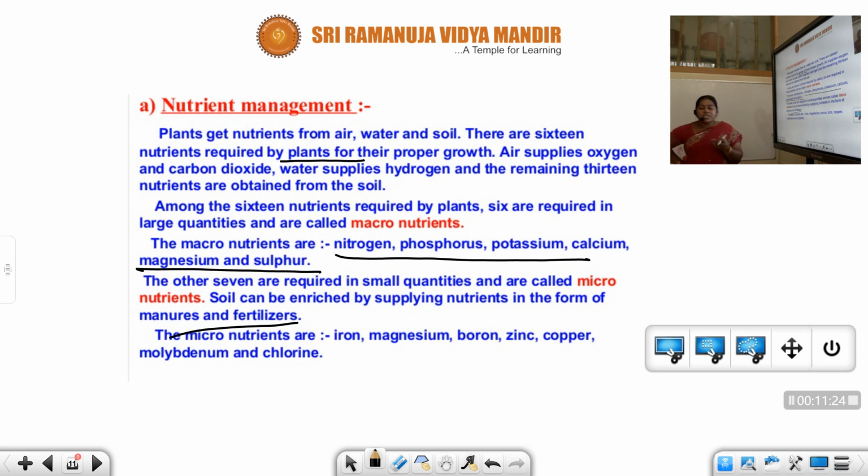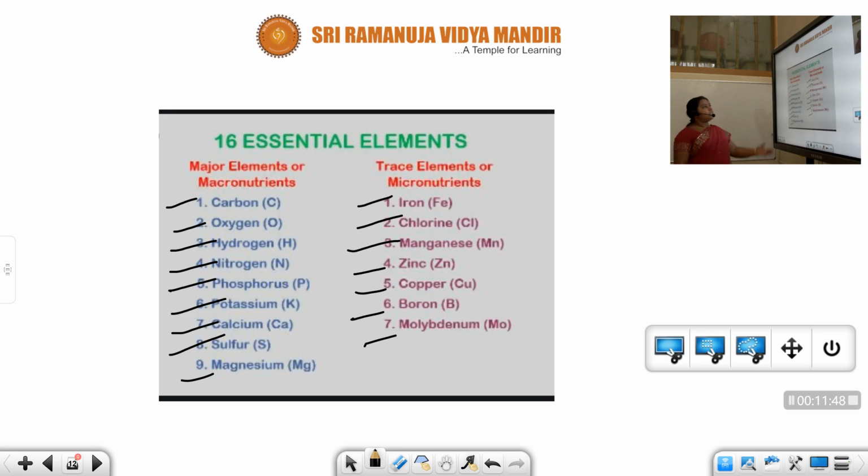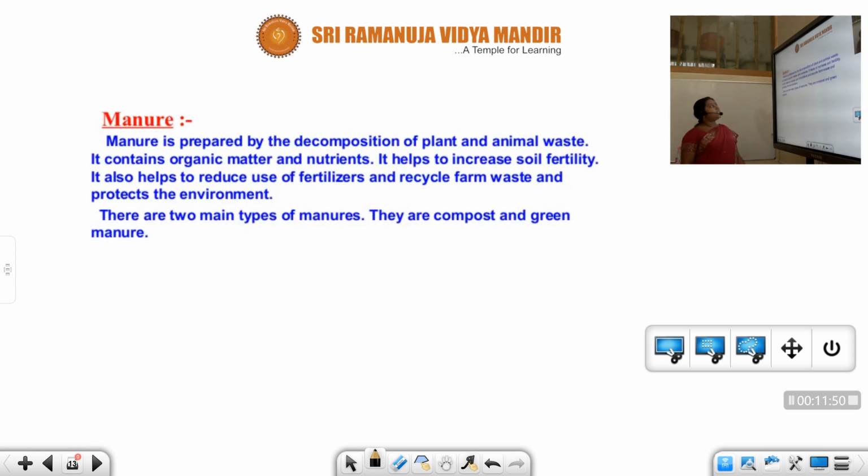See students, of course naturally they will be getting all the nutrients, but our aim is to increase the yield, so here the farmer is adding some nutrients manually to the plants for their well-being. See, micronutrients are iron, manganese, boron, zinc, copper, molybdenum and chlorine. See, these are the list of the essential elements.